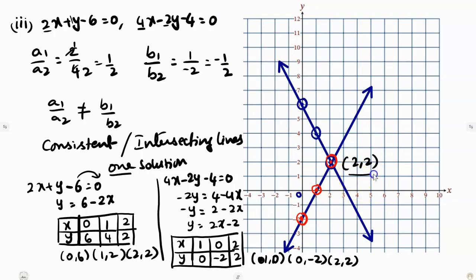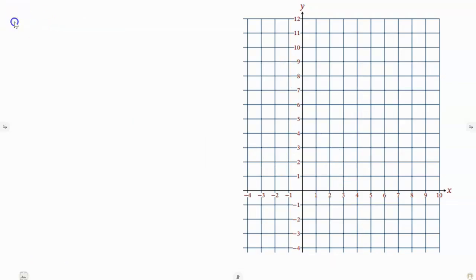So only one solution. We observe that for lines which are consistent, where a1 by a2 and b1 by b2 are not equal, they are consistent and they have only one solution. Okay, coming to question number 4.